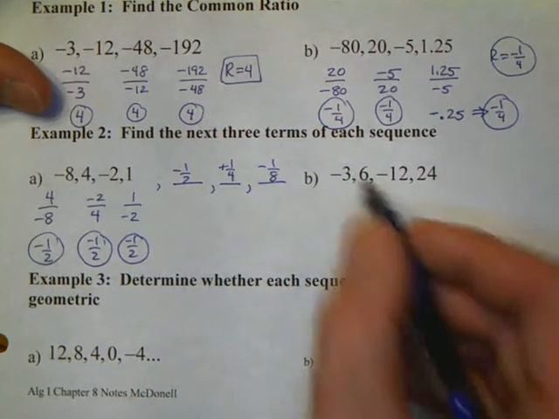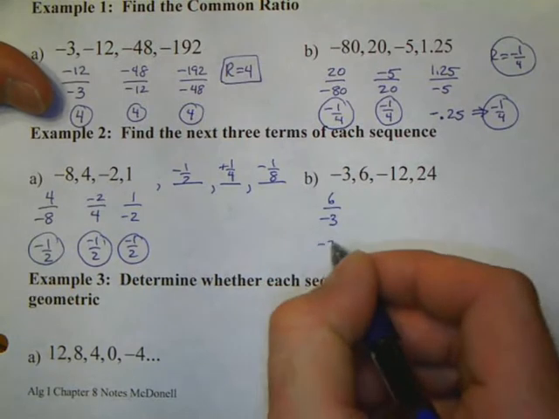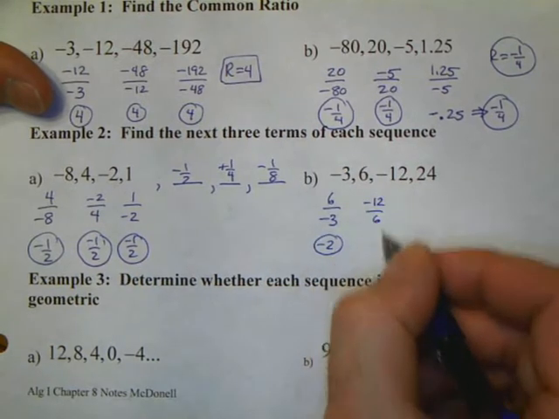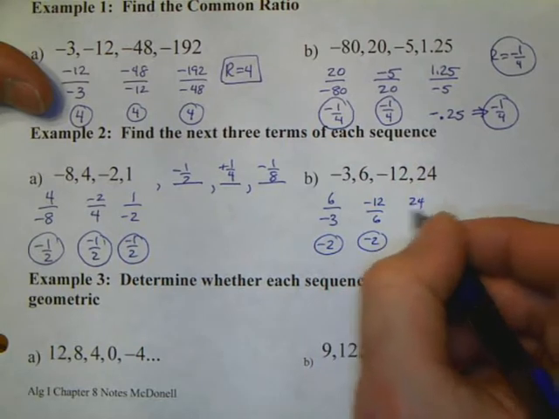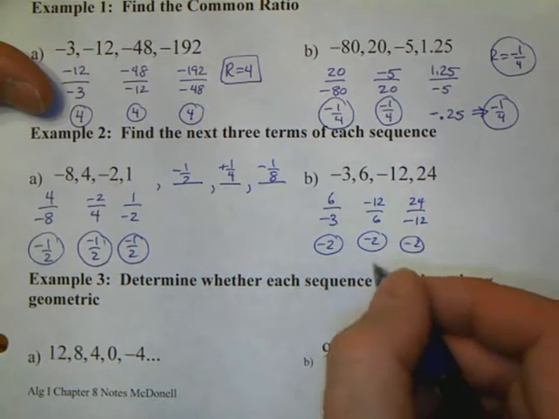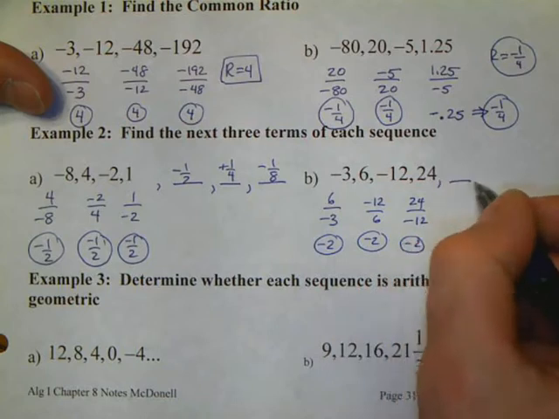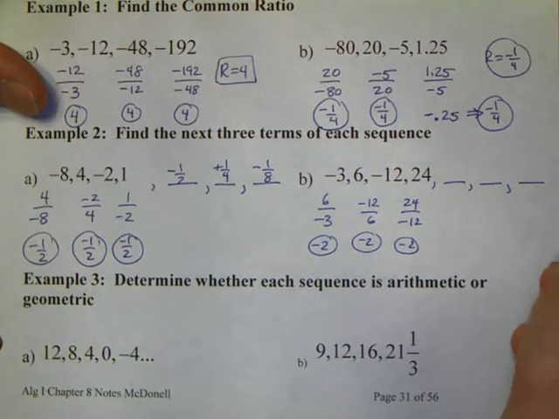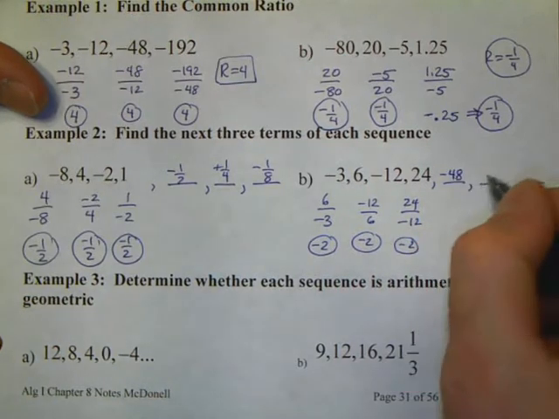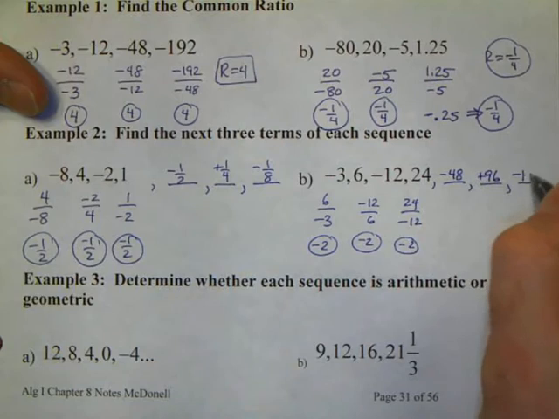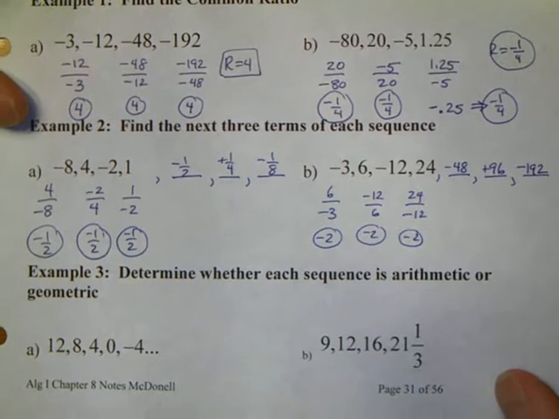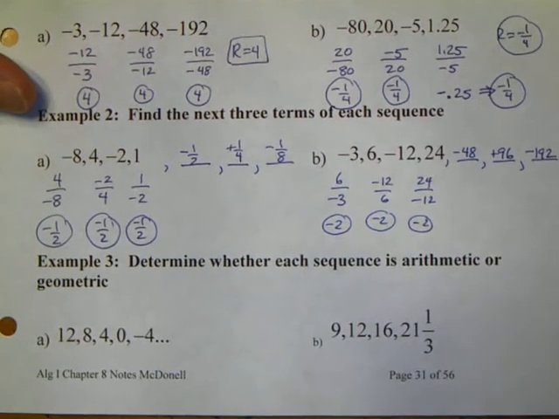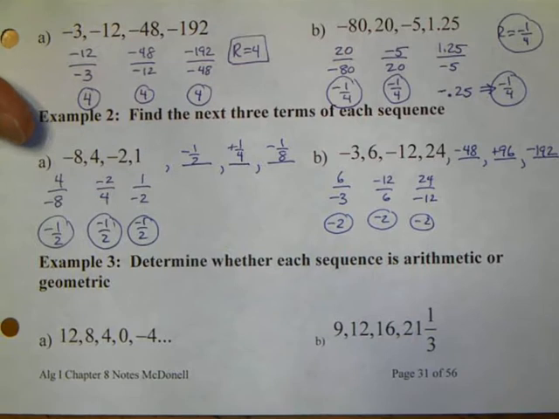Let's look at our next sequence. 6 divided by negative 3 is negative 2. Negative 12 divided by 6 is negative 2. 24 divided by negative 12, once again negative 2. So here we do have a common ratio of negative 2. So for our next three positions, all we're going to do is multiply by the common ratio, the common multiplier. So negative 48, positive 96, and negative 192. Now if you need to use a calculator for those, that's okay. It's not a problem at all. Calculators will be allowed on these kinds of problems on the homework and on the quiz.